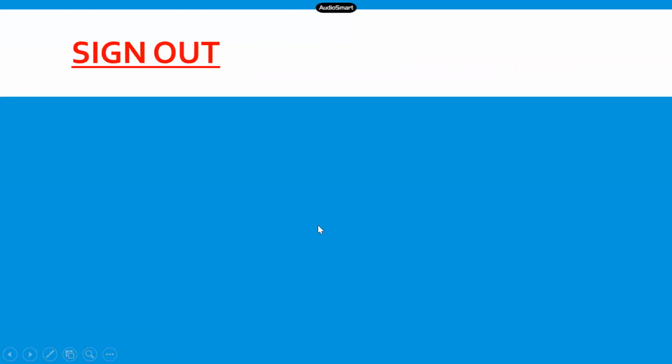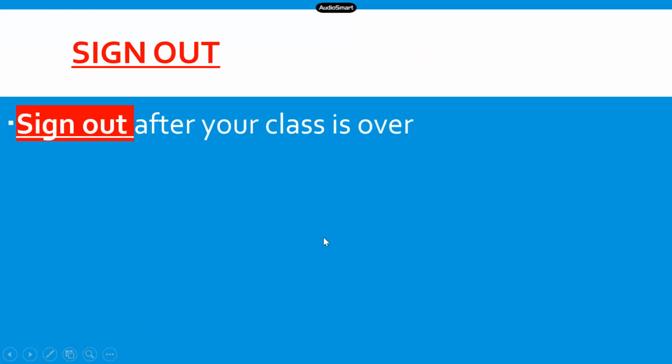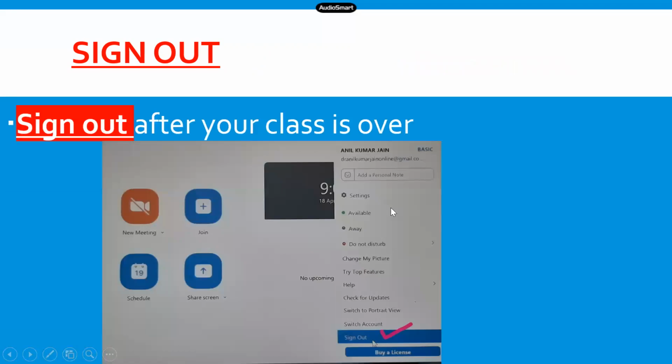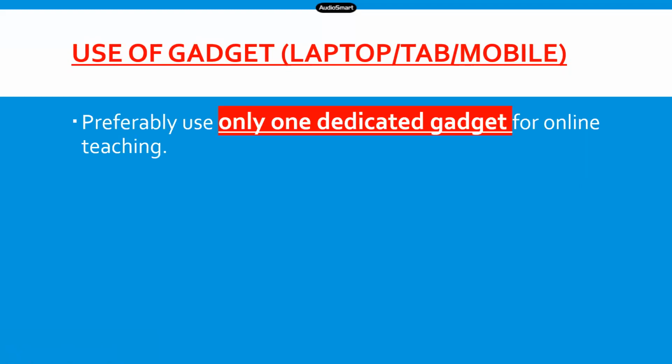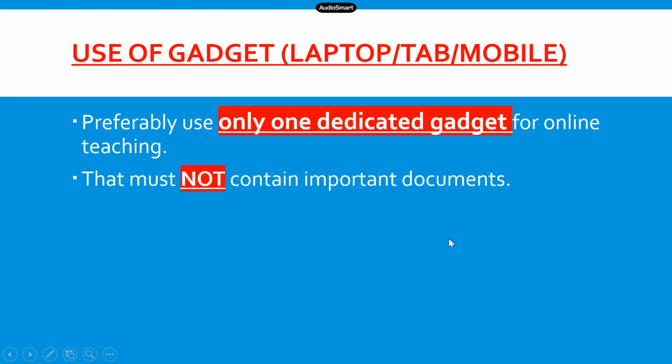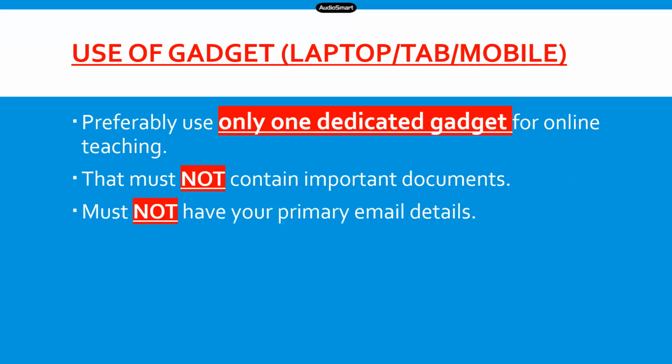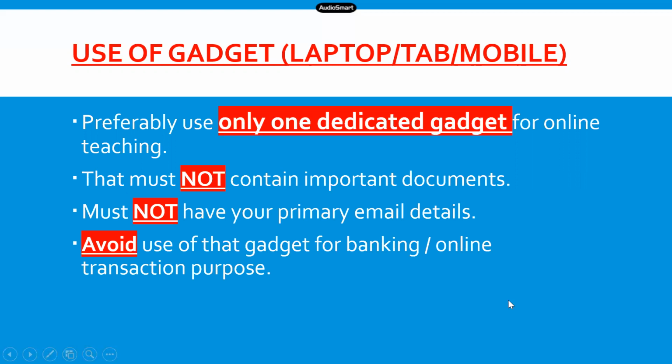By chance, if you forget to uncheck that box, you have again an option to sign out after your class is over. That can be done by going to the last option in the drop box. Click on that and you will be signed out. Use of gadgets. Preferably use only one dedicated gadget for online teaching that must not contain important documents, must not have your primary email details, and avoid use of that gadget for banking or online transaction purposes.